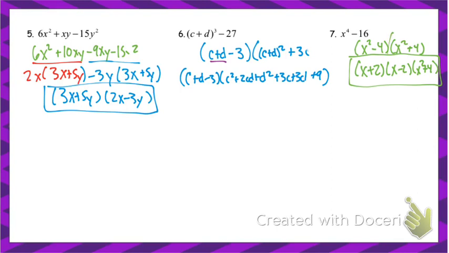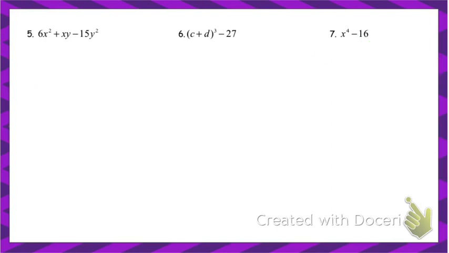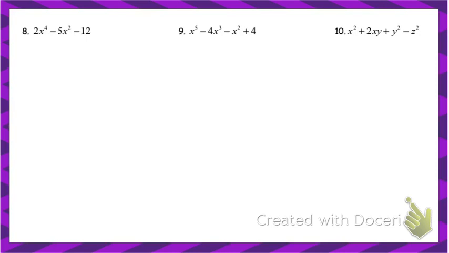Remember, again, the sum of squares does not factor. It has to be a difference of squares. Cubes, it can be either way, but squares, it has to be subtraction. All right, so let's look at 8 and 9. If you feel pretty comfortable, pause the video and try 8 and 9.